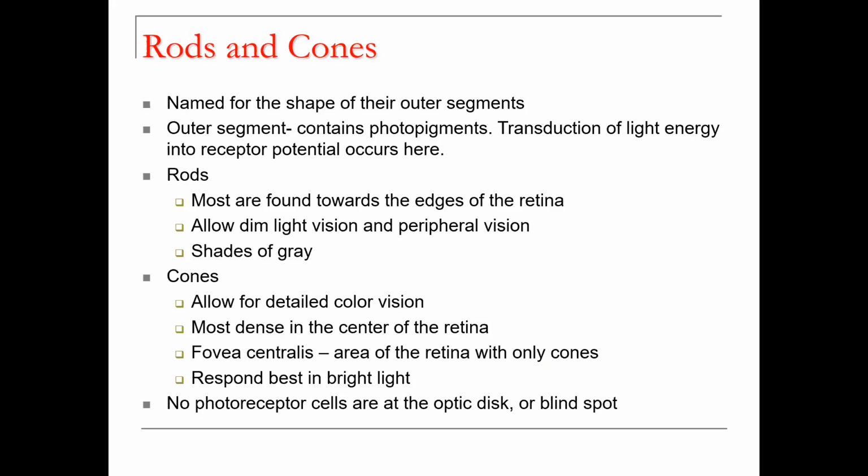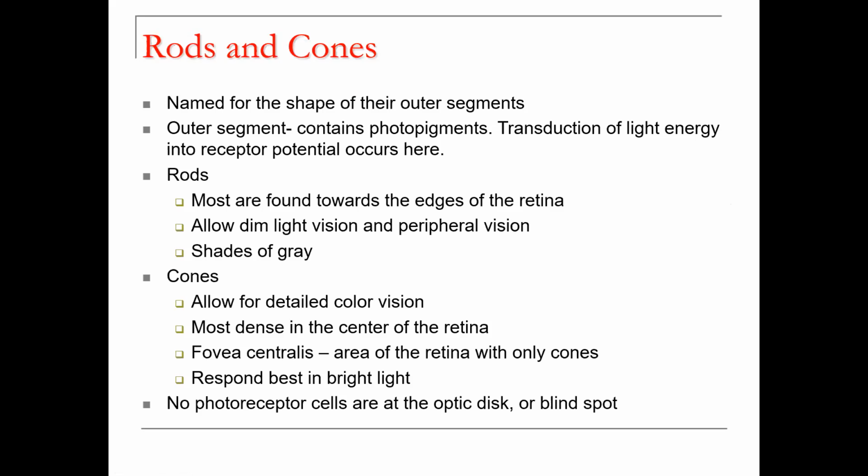The night vision is based on our rods. We don't see very well at night, but we do detect movement very easily. And again, our peripheral vision and our rods are going to allow us to see things all in gray, but we can pick up movement, we can pick up peripheral action very nicely. And again, they are located around the edges of the retina.